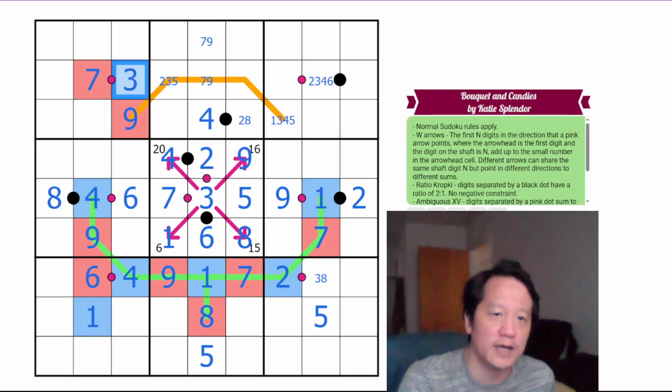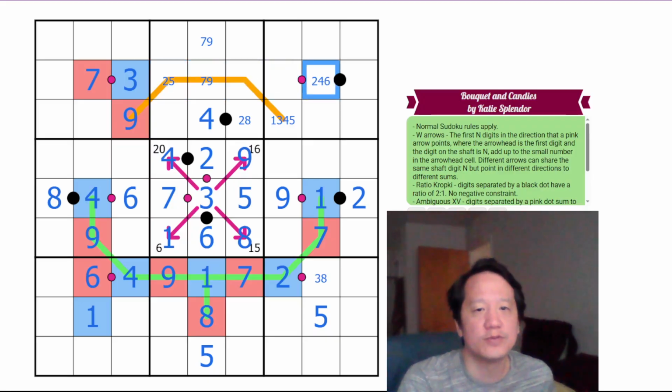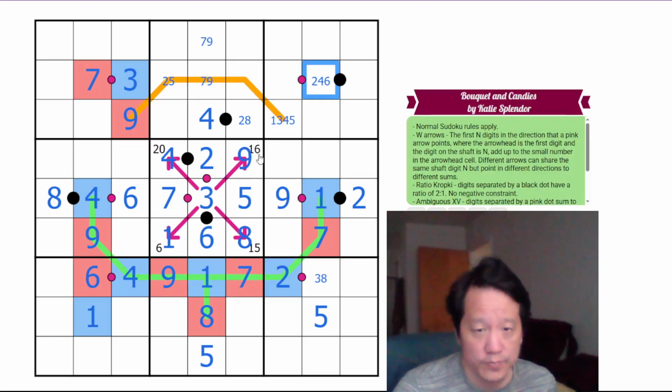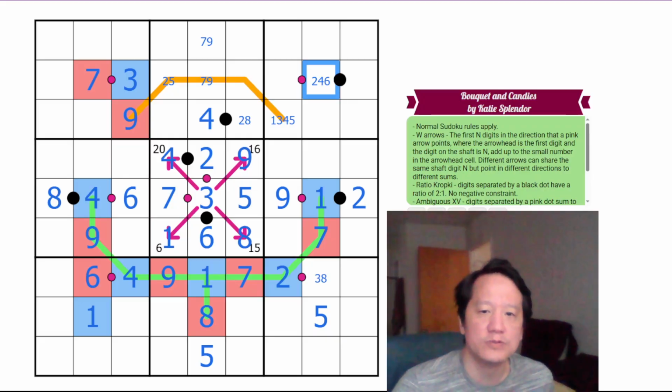7 and 3 add up to 10. So this cannot be 3 here. It cannot be 3 in the rest of the row. This cannot be 6 and 3 to be in a 1 to 2 ratio because of the 3 in the row, so this can't be 6.